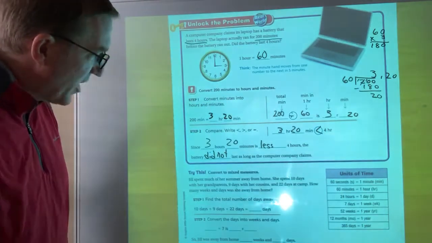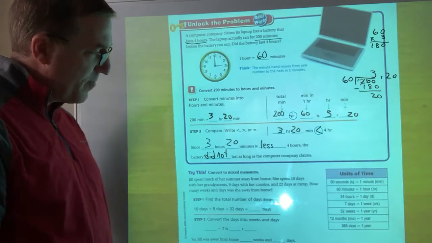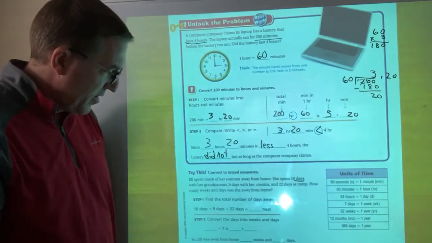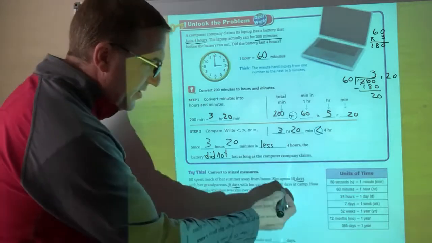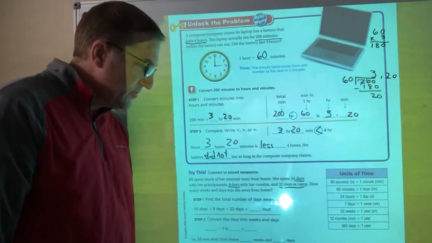Okay, so try this. Convert to mixed measures. Jill spent much of her summer away from home. She spent 10 days with her grandparents, 9 days with her cousins, and 22 days at camp. Wow, that's a good camp. How many weeks and days was she away from home?